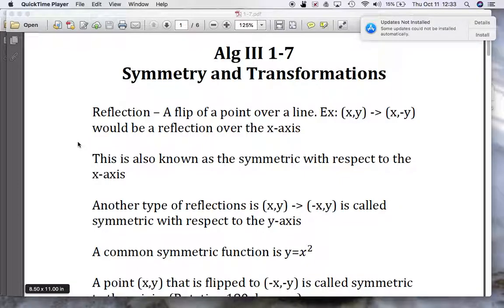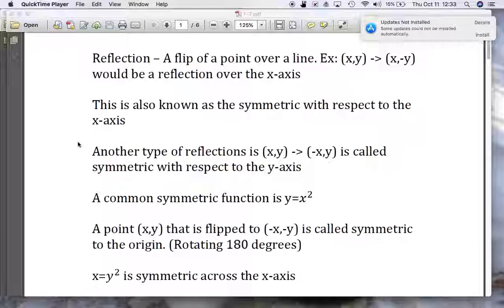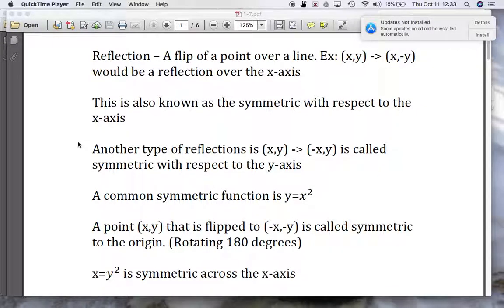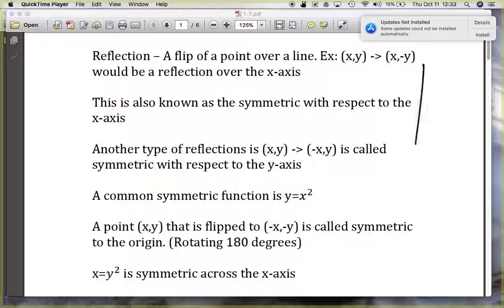Symmetry and transformation. So we're going to talk about, and we won't go through all of this because it's 6 pages, but that's okay, basic symmetries. First, we're going to talk about reflections. When we talk about reflections, that's flipped over the x-axis, meaning you go from above it to exactly the same distance below it.